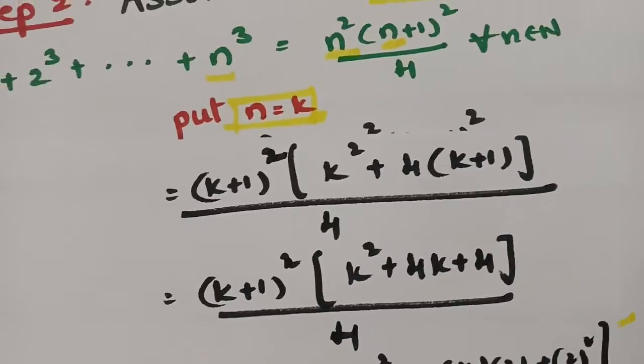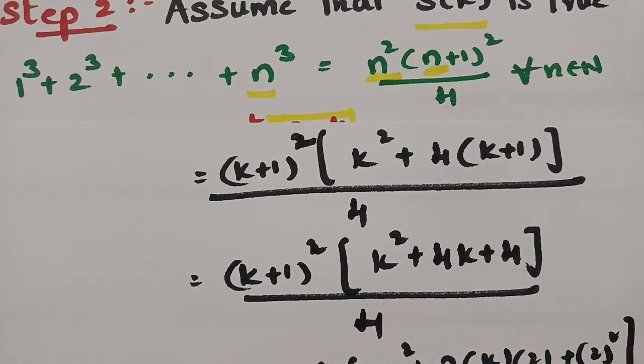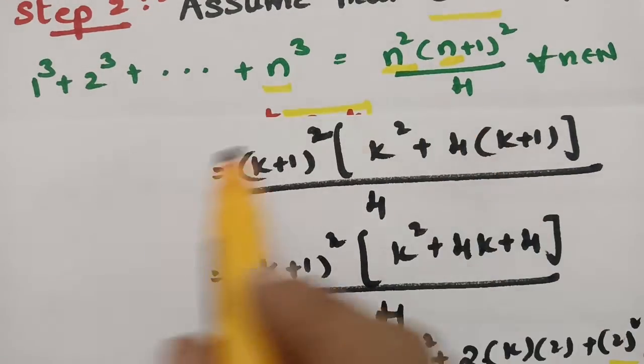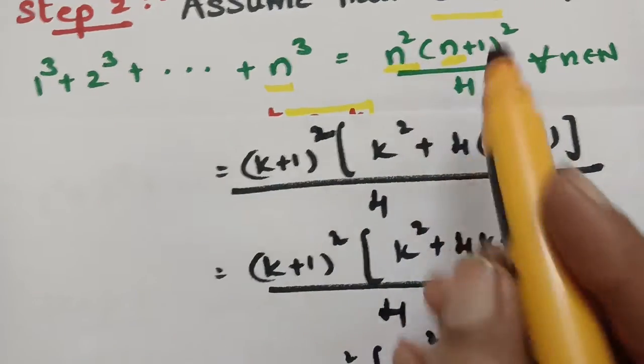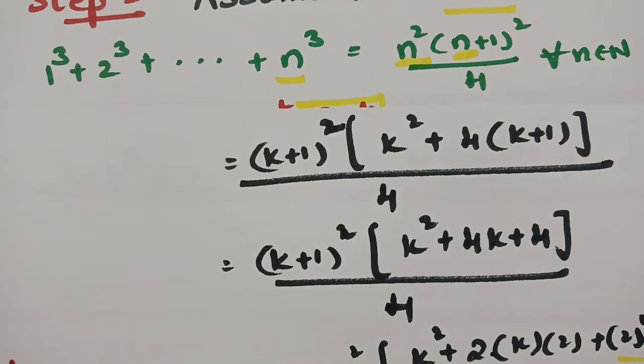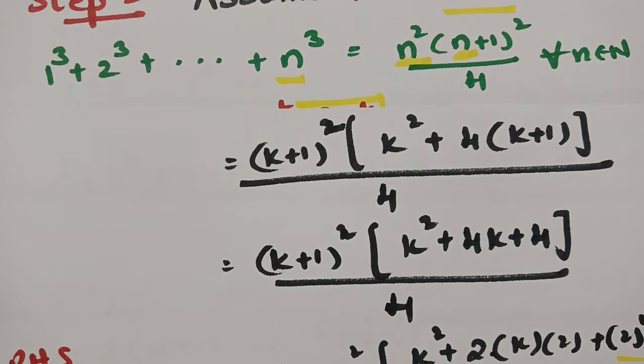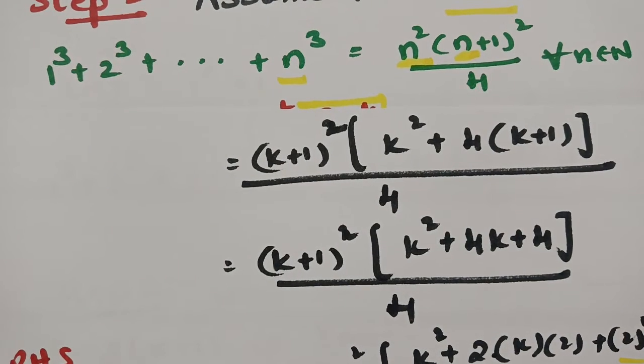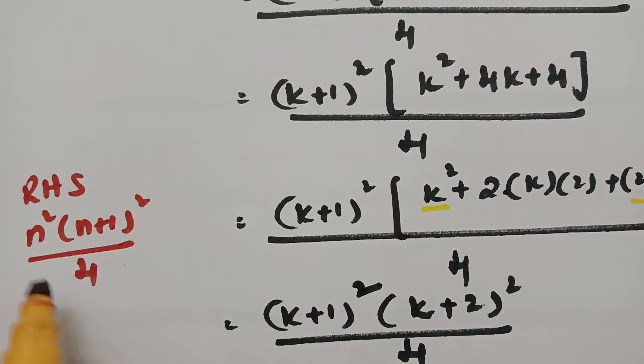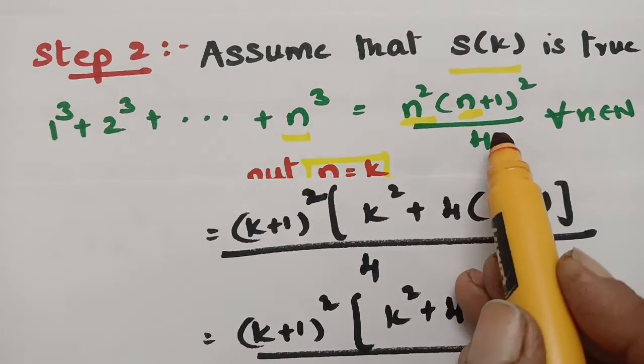So here, if you see the nth term here, so what is the nth term here? So this is the RHS part. So this RHS part according to this side is n square into n plus 1 whole square by 4. Clear? So this is n square into n plus 1 whole square by 4. So this is in the right hand side.